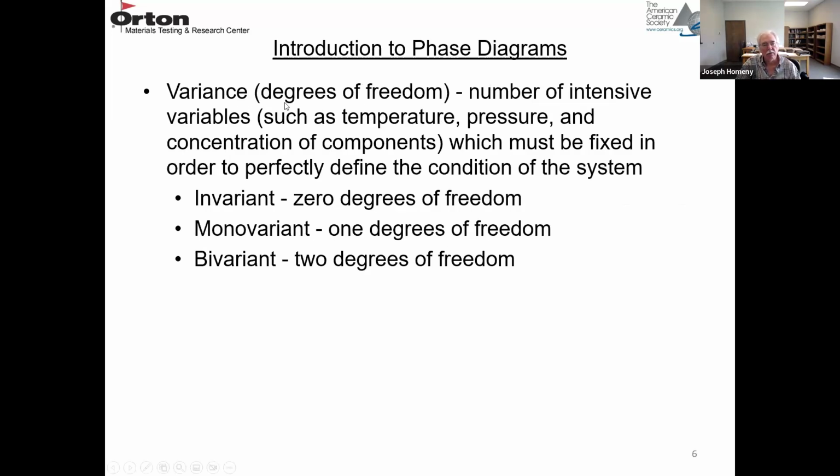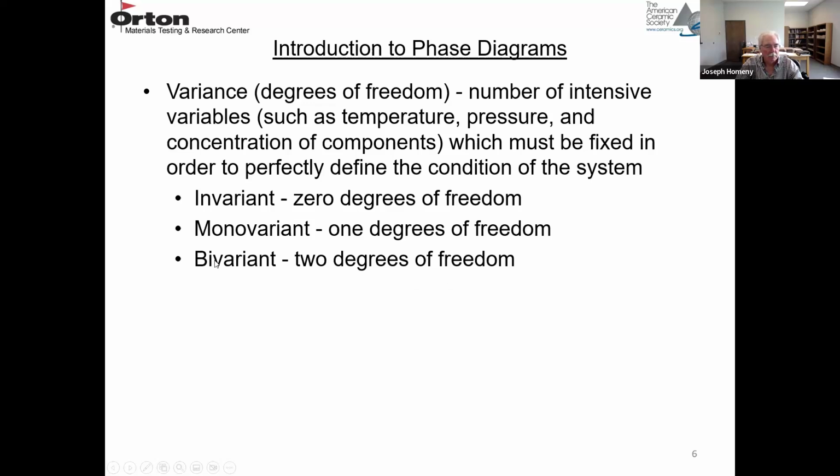There's something known as variance, it's the degrees of freedom. So it's a number of intensive variables, and intensive variables are temperature, pressure, and concentration of the different components. So it's a number of intensive variables which must be fixed in order to define the condition of the system. We'll go over this as we look at each type of phase diagram, and it'll become more clear what variance is. But if it's an invariant situation, you have 0 degrees of freedom. If it's monovariant, you have 1 degree of freedom. And if it's bivariant, you have 2 degrees of freedom.